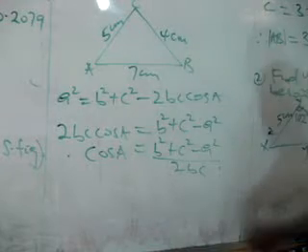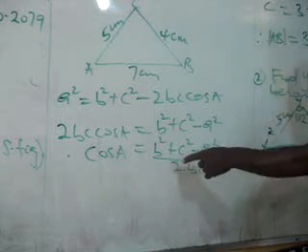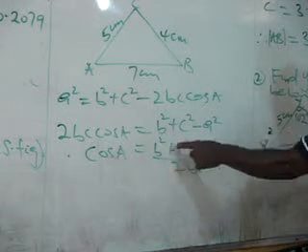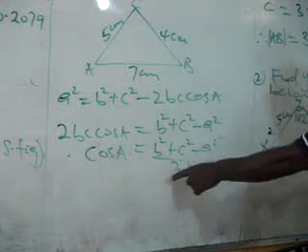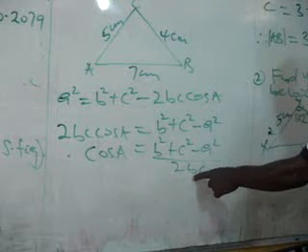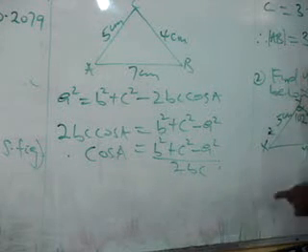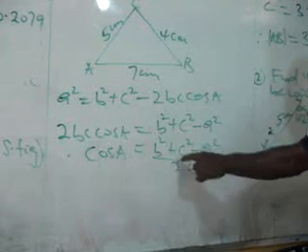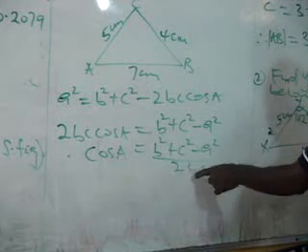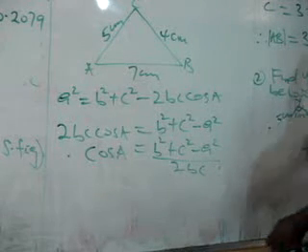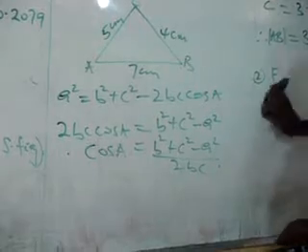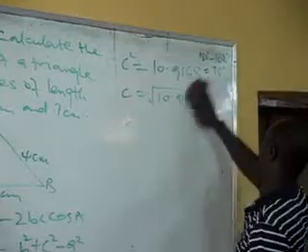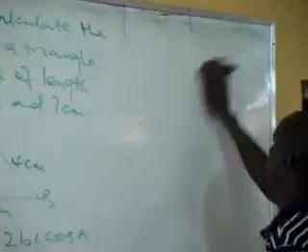If it is cos B you are looking for, then B will no longer be here. That will be a squared plus c squared minus b squared over 2ac. If it is cos C, then that will give us a squared plus b squared minus c squared over 2ab. So just making the angle there the subject of the formula. Get the other angle that you want to find.